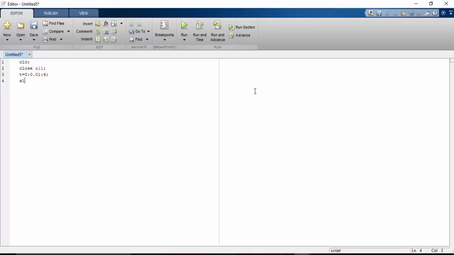So as usual I write clear screen and close all. If any other programs are running, then I will be closing all. Then mention the time period. As usual, create one sinusoidal signal with f as frequency, where I am mentioning the f value as 2, where 2 is nothing but 2 hertz.